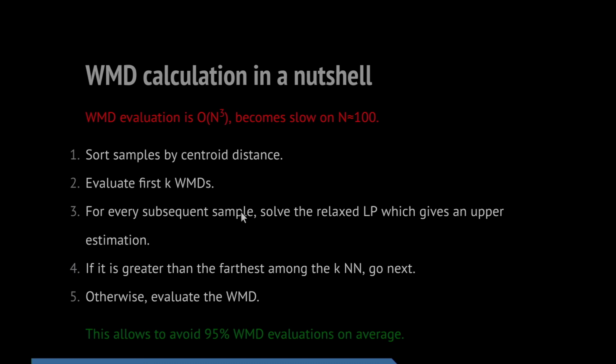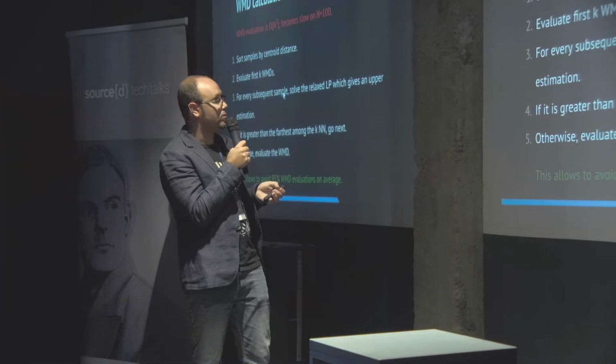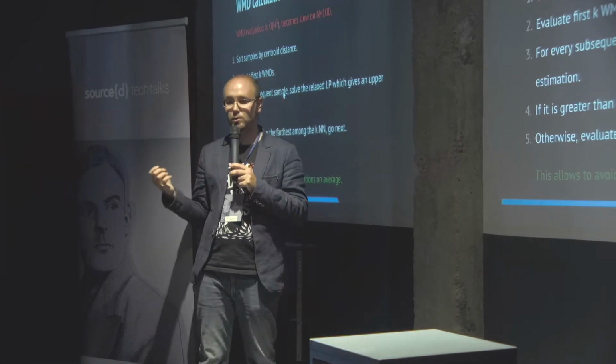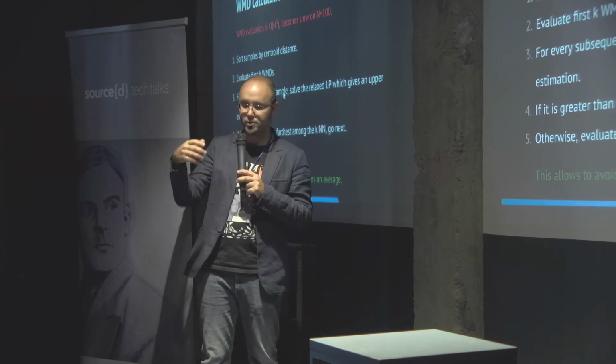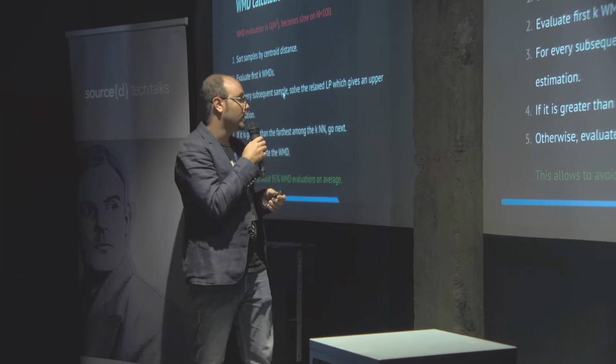This is why the original paper had a number of optimizations to eliminate as many evaluations of word mover's distance as possible. They have a 3-stage pipeline. At first they sort all bags by centroid distance. Centroid distance is just, you sum all the words and divide by their number. This is called a centroid.